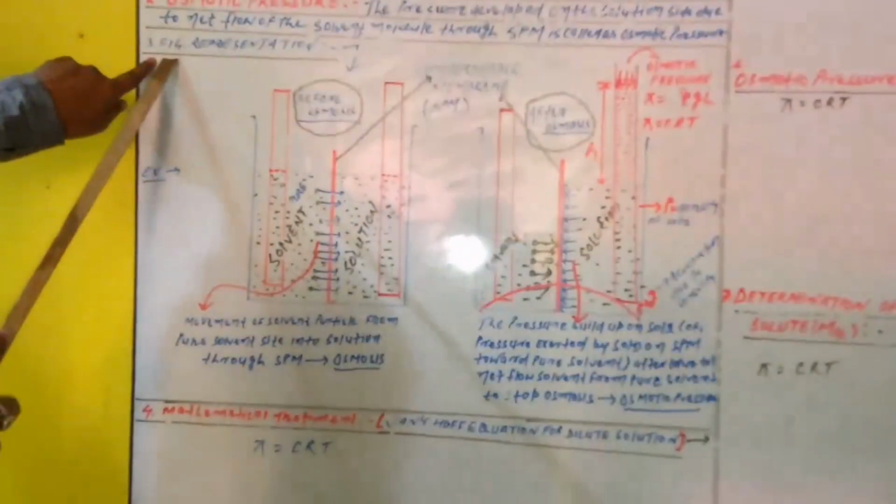Now, these things are also explained in the third figure representation. Here you see two beakers.